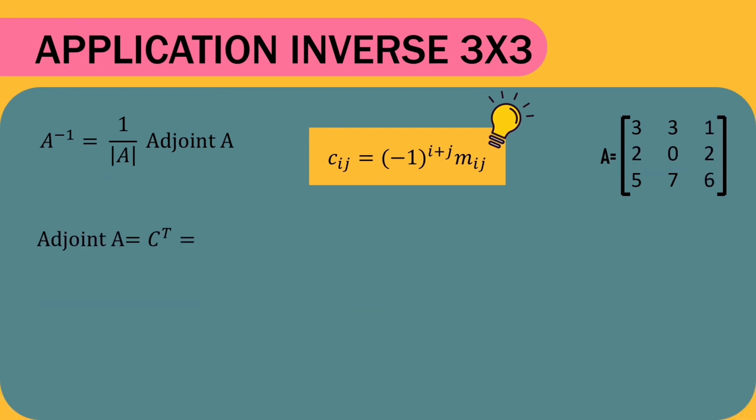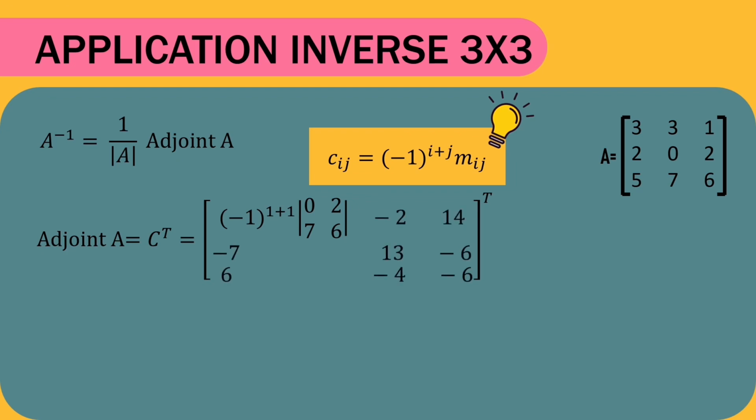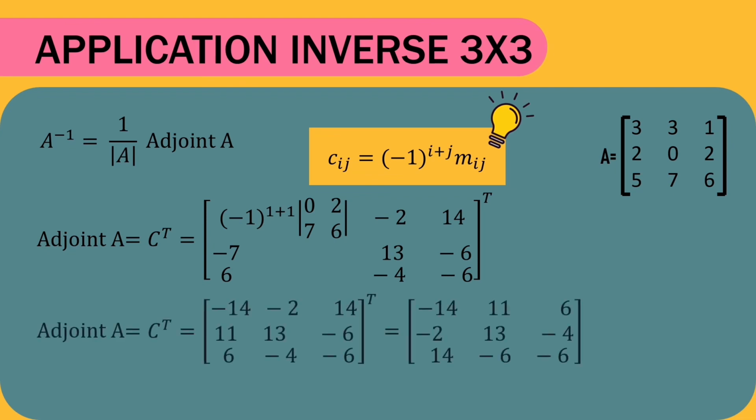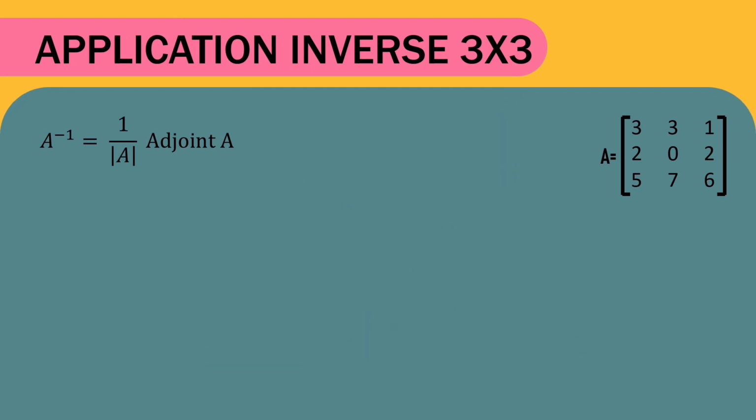Next, to find the adjoint, we need to find the C transpose. Remember, find all the cofactors first before doing the C transpose. This is the working to find cofactor 1,1 if you forgot. And for the rest, cofactor 1,2, cofactor 1,3, cofactor 2,1, and so on, we will get these values. Now, we have all the values for the cofactors. So, we can find the value for C transpose by changing the position of the numbers. Yes, we already have the determinant and adjoint values. So, just substitute them into the inverse formula.